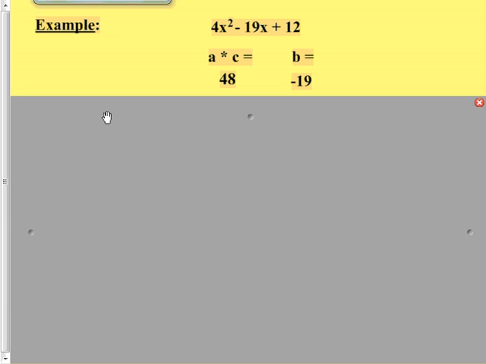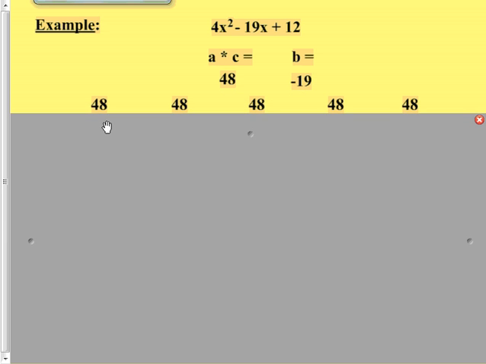Now, our challenge is going to be to look at all the different ways that 48 can factor. And I'm going to go ahead and tell you that there are 5 of them. Okay. Now, there is 1 times 48, obviously. 48 is an even number, so it should be 2 times something. So it's 2 times 24.